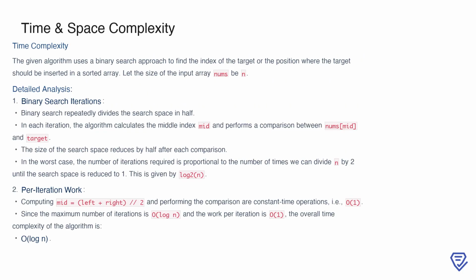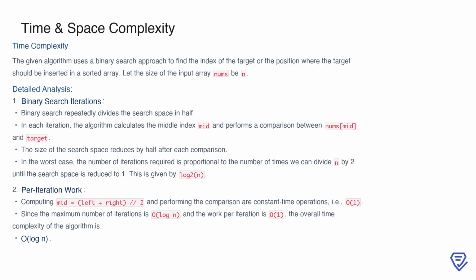Here, we analyze the time complexity of the algorithm, which is based on the binary search approach. The size of the input array is denoted as n. Binary search works by repeatedly dividing the search space in half. In each iteration, it calculates the middle index and compares the value at that index with the target. This halving process significantly reduces the search space. The number of iterations required in the worst case is directly proportional to the number of times we can divide n by 2 until we're left with a single element. Mathematically, this is represented as log₂ n.